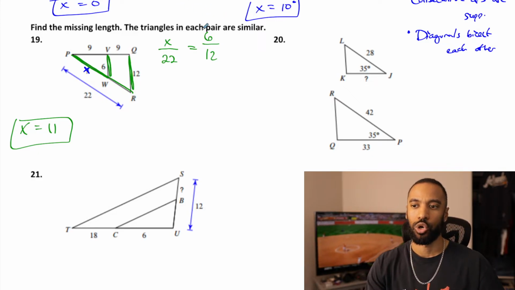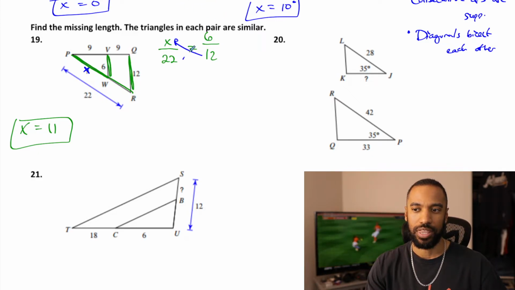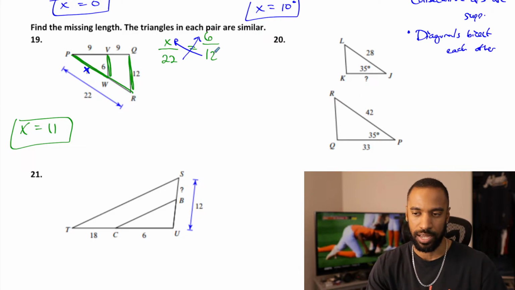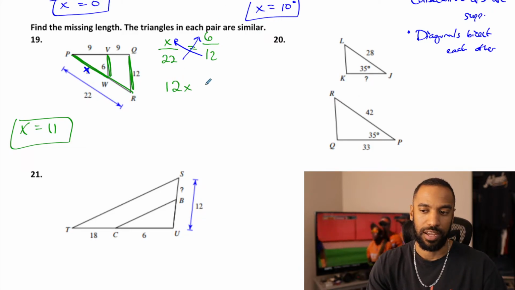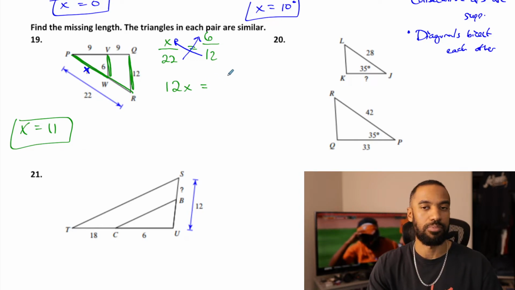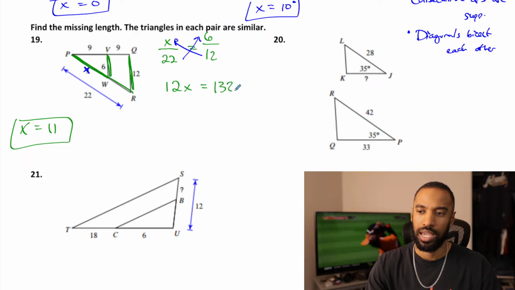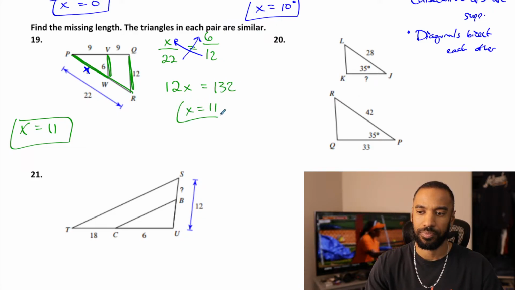One version is cross multiply 12 with x, and I'm just going to assume you know what cross multiplication means and why we do it. I know some teachers act against it. I sometimes do. But the fact of the matter is, we can do some magic steps in math if we know what they are. 22 times 6, 132, I think. And then divide by 12, you get x equals 11.